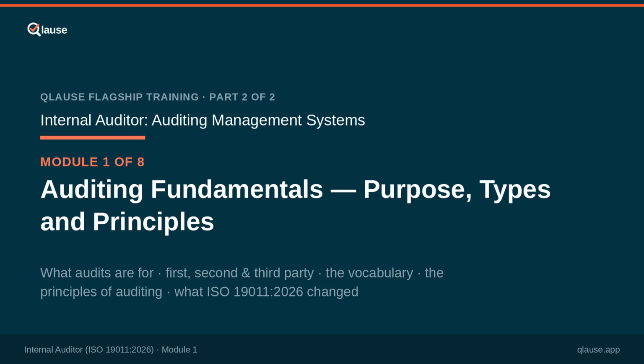Welcome to Module 1 of the Qlause Internal Auditor course, aligned to ISO 19011, published in May 2026. This module lays the foundations: what audits are actually for, the three types you will meet, the vocabulary you must use precisely, the principles that govern the work, and what the 2026 edition changed.